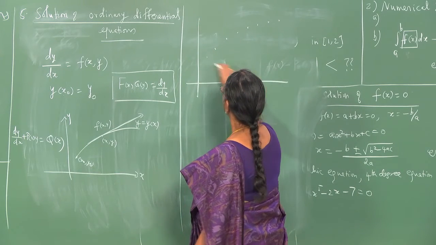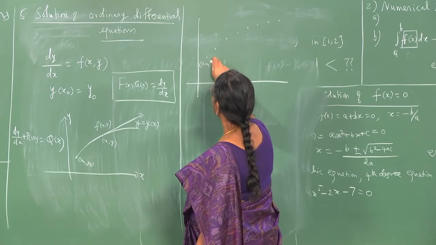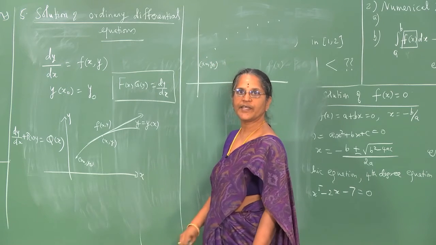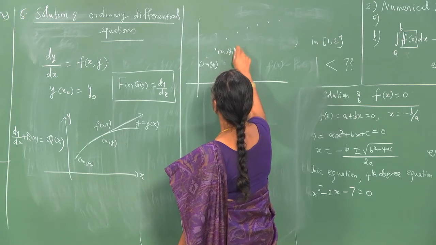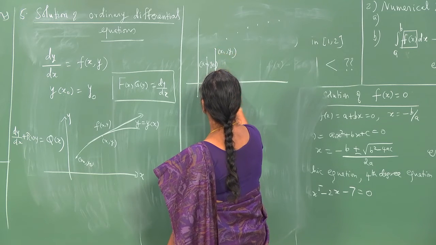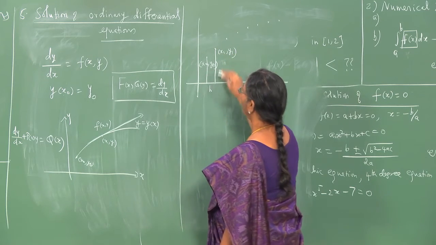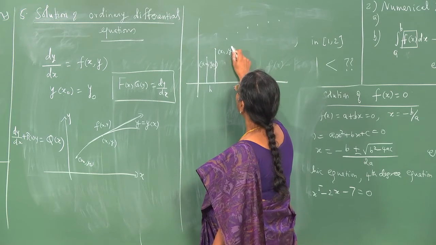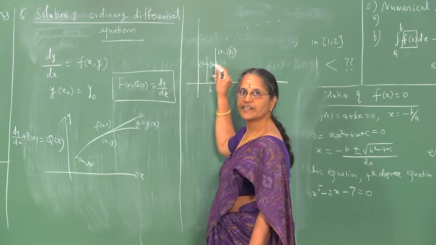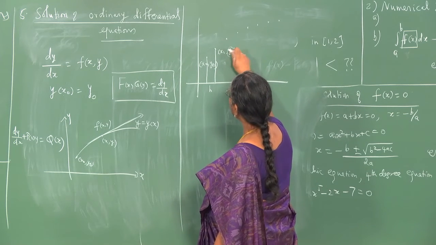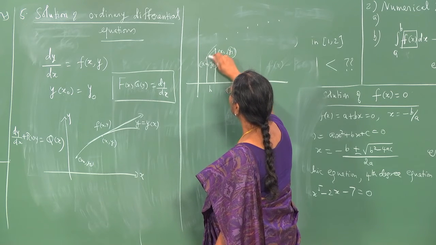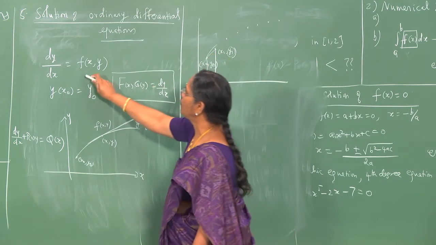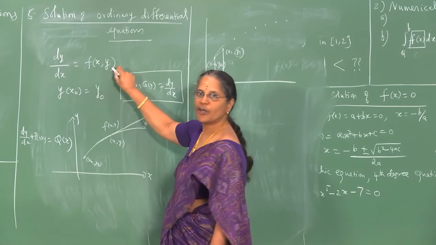in the xy plane. We start with the point x naught comma y naught, and we will obtain the value at some x1, say, which is at a distance of say h units from x naught, and then find out what this y1 is. This y1 will be determined in such a way that we know the slope of the tangent to the curve at this point to be f of x naught comma y naught.